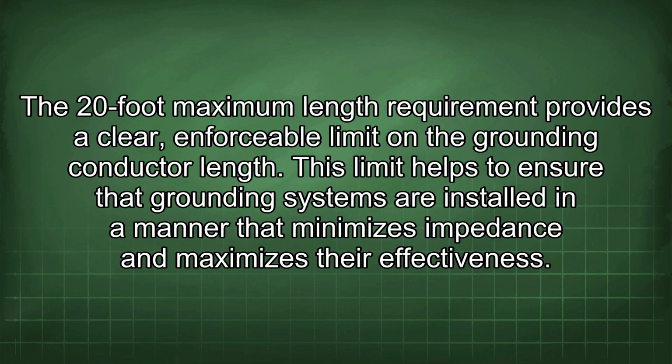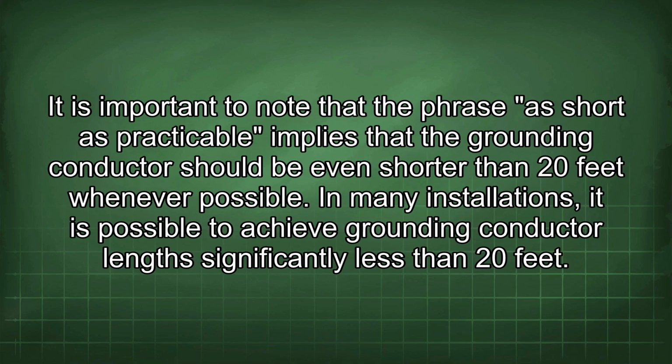The 20-foot maximum length requirement provides a clear, enforceable limit on the grounding conductor length. This limit helps to ensure that grounding systems are installed in a manner that minimizes impedance and maximizes their effectiveness. It is important to note that the phrase "as short as practicable" implies that the grounding conductor should be even shorter than 20 feet whenever possible. In many installations, it is possible to achieve a grounding conductor length significantly less than 20 feet.